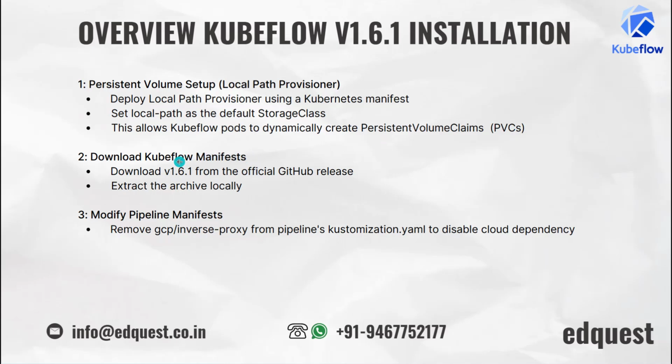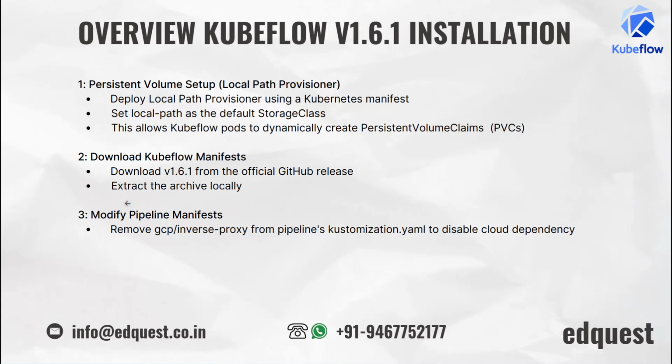Our next step is to download the Kubeflow manifests. The minimal recommended version of the manifest is 1.6.1. You can download it from the official Kubeflow GitHub repository, and the same link is available in the video description. You can open the link, clone it and download it. And later on you can extract the downloaded archive.